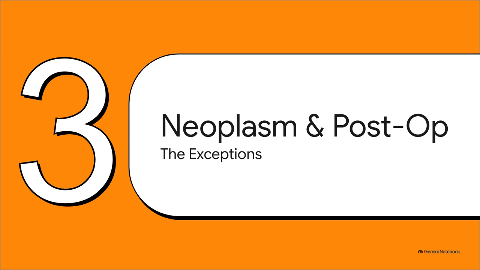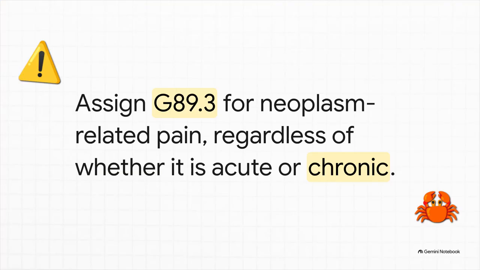All right, Section 3, neoplasm and postoperative pain. These are the big exceptions to the rules we just talked about. Here is the crucial takeaway for cancer-related pain. G89.3 is your absolute go-to code whenever pain is directly caused by a primary or secondary tumor or even the tumor treatment itself. What makes this code an exception? Unlike the rest of Category G89, this code is assigned regardless of whether the pain is acute or chronic. The sheer fact that the pain is neoplasm-related takes complete precedence over the duration of the symptom.